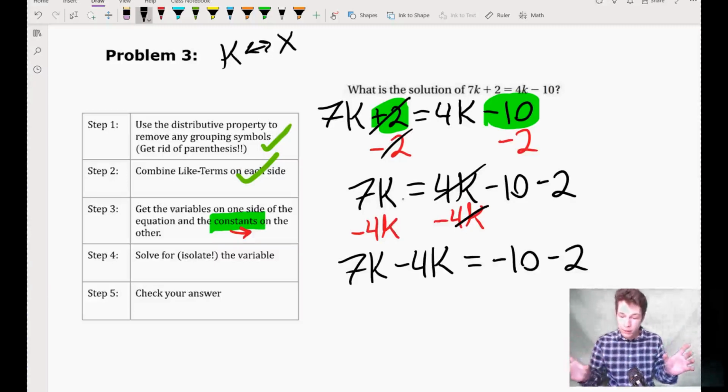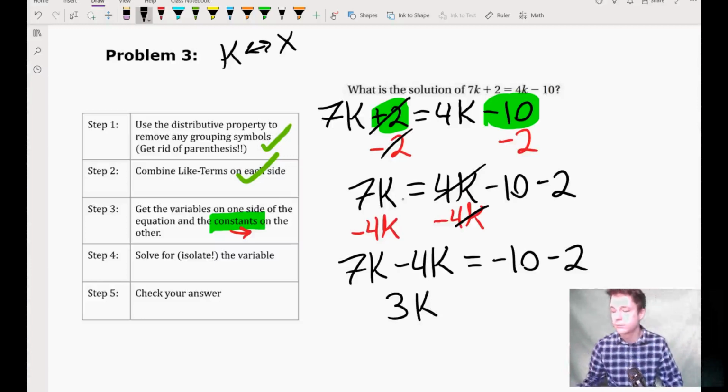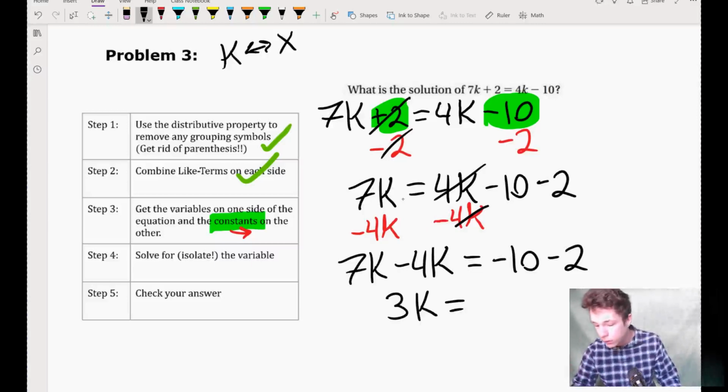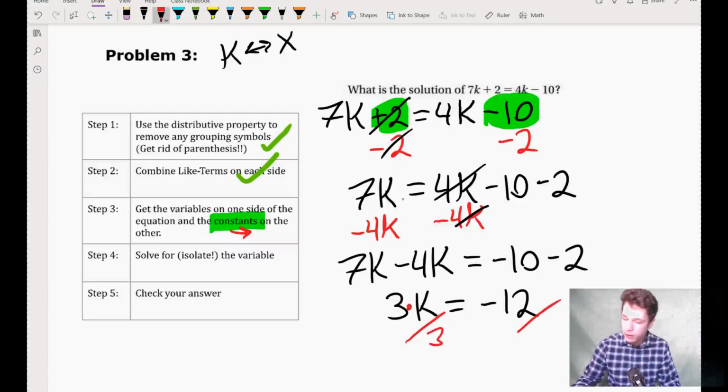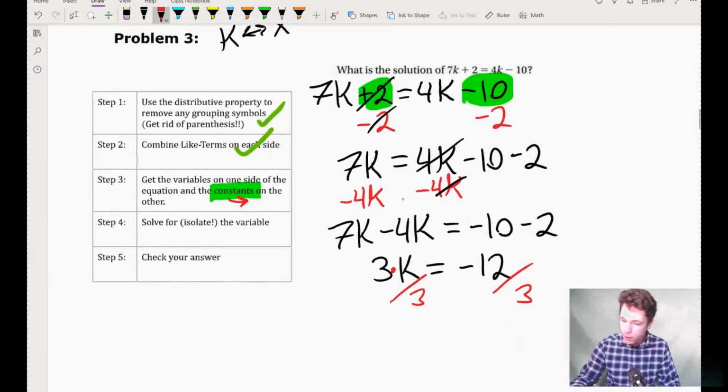Now, on both sides, we have like terms to combine, so let's do that. 7k minus 4k is 3k. And calculator check real quick, right? Negative 10 minus 2 is negative 12. Okay, I have multiplication here at the end, so I need to divide both sides, once again by the number 3 this time. Dividing both sides, I get that 3 canceled.